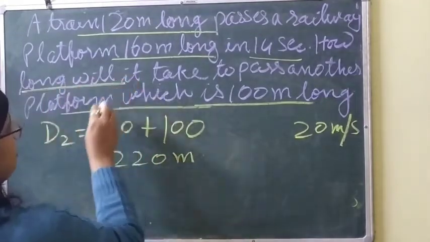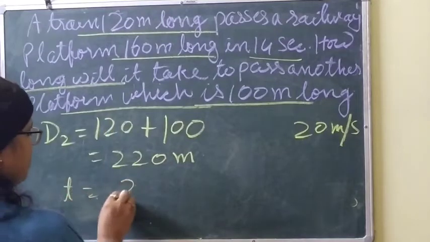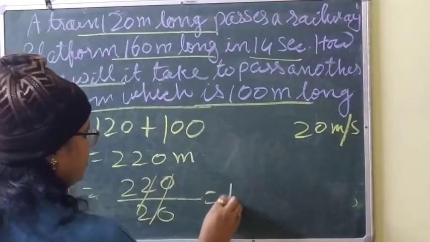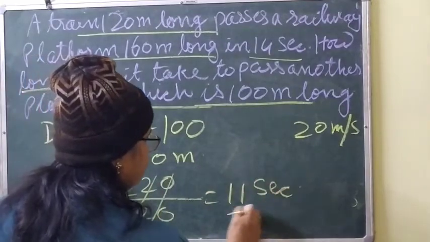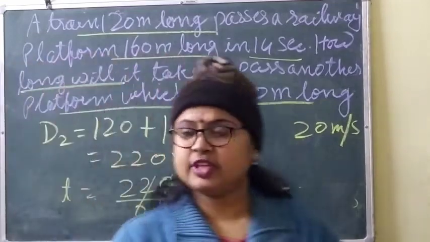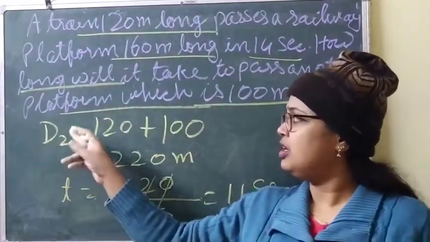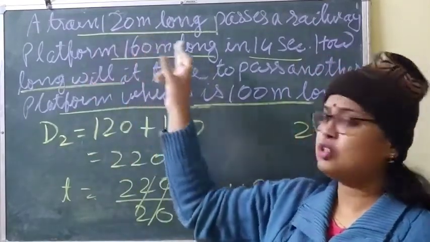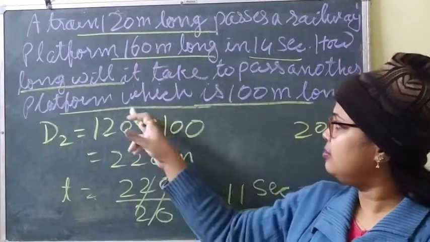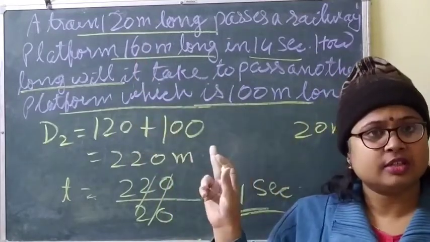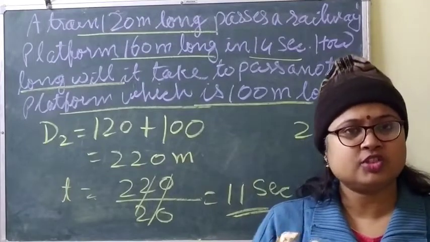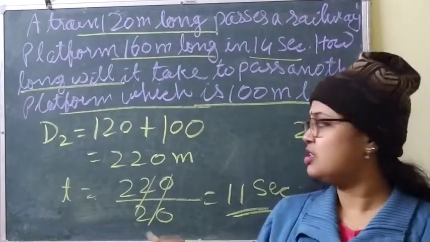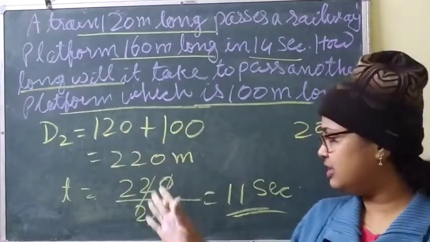How long will it take? Means time you have to find out. So distance by speed. Speed we will take this one. So it will be what? 11 seconds. This will be the answer. There is no problem now. This D2 is what? Second time distance. Clear? Second time the total distance is. So 120, because the train is same. So 120 but the length of the platform is what? Changed. Train is same but the length of the platform is changed. So total distance covered by the train will be different. So total distance will be 120 plus 100 and then you can solve it.